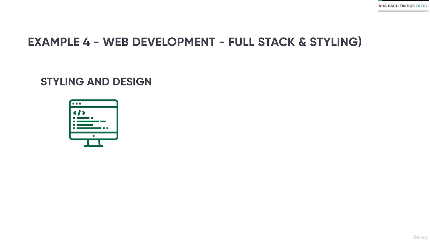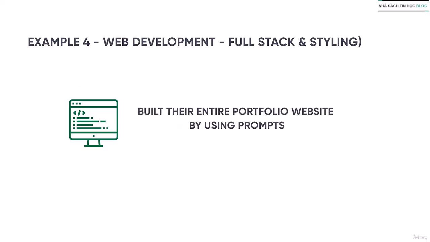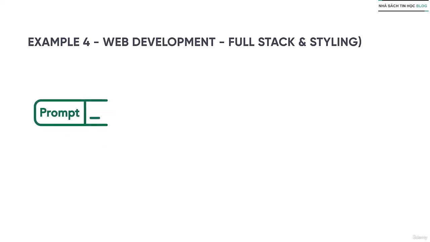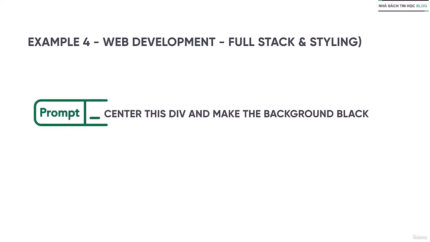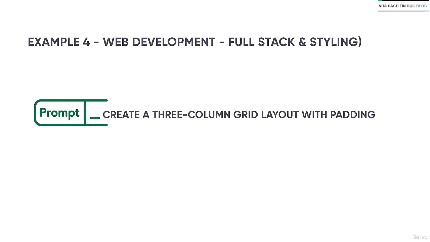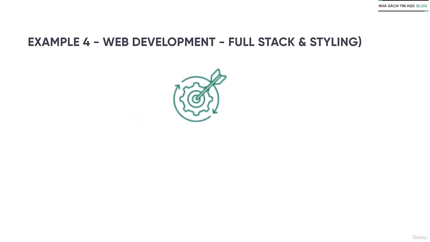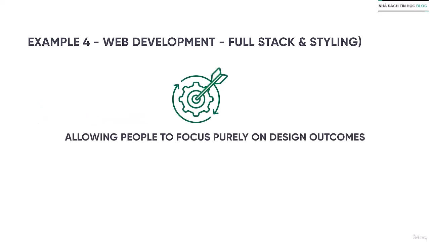A design student, not an expert in CSS, built their entire portfolio website by using prompts for styling rather than manually writing the code. They would use prompts like "center this div and make the background black," or "create a 3-column grid layout with padding." So this demonstrates AI development allowing people to focus purely on design outcomes.